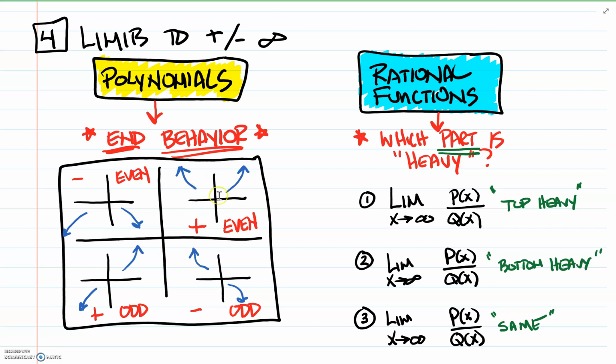On the right-hand side here, starting up here, if my polynomial has a positive coefficient and an even degree, I'm rising to the right, rising to the left. Think of x squared. If I have a negative coefficient and an even degree, I'm going down left, down right, so think of negative x squared. Similarly, positive odd is up to the right, down to the left. Negative odd is up to the left, down to the right. Think of the cubed function.